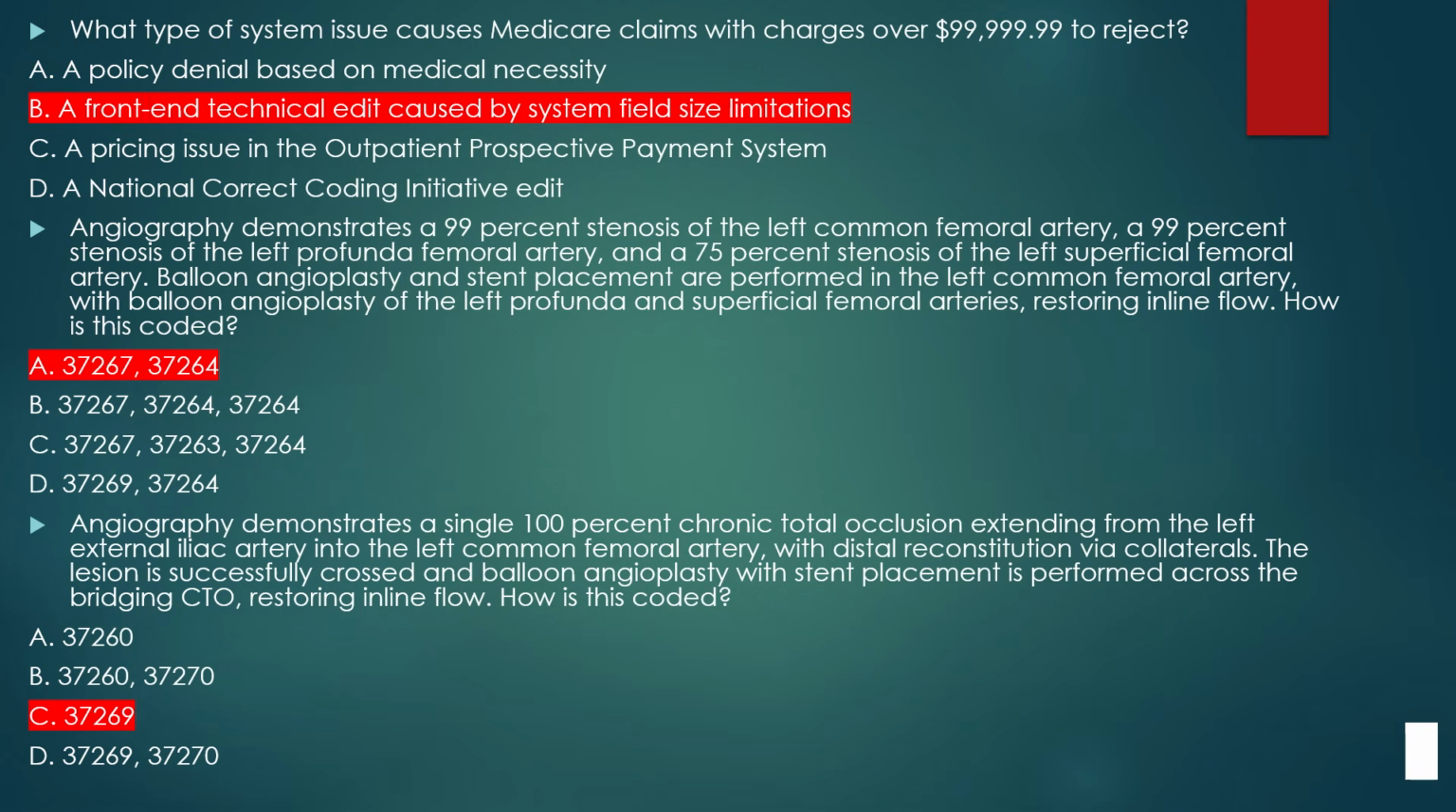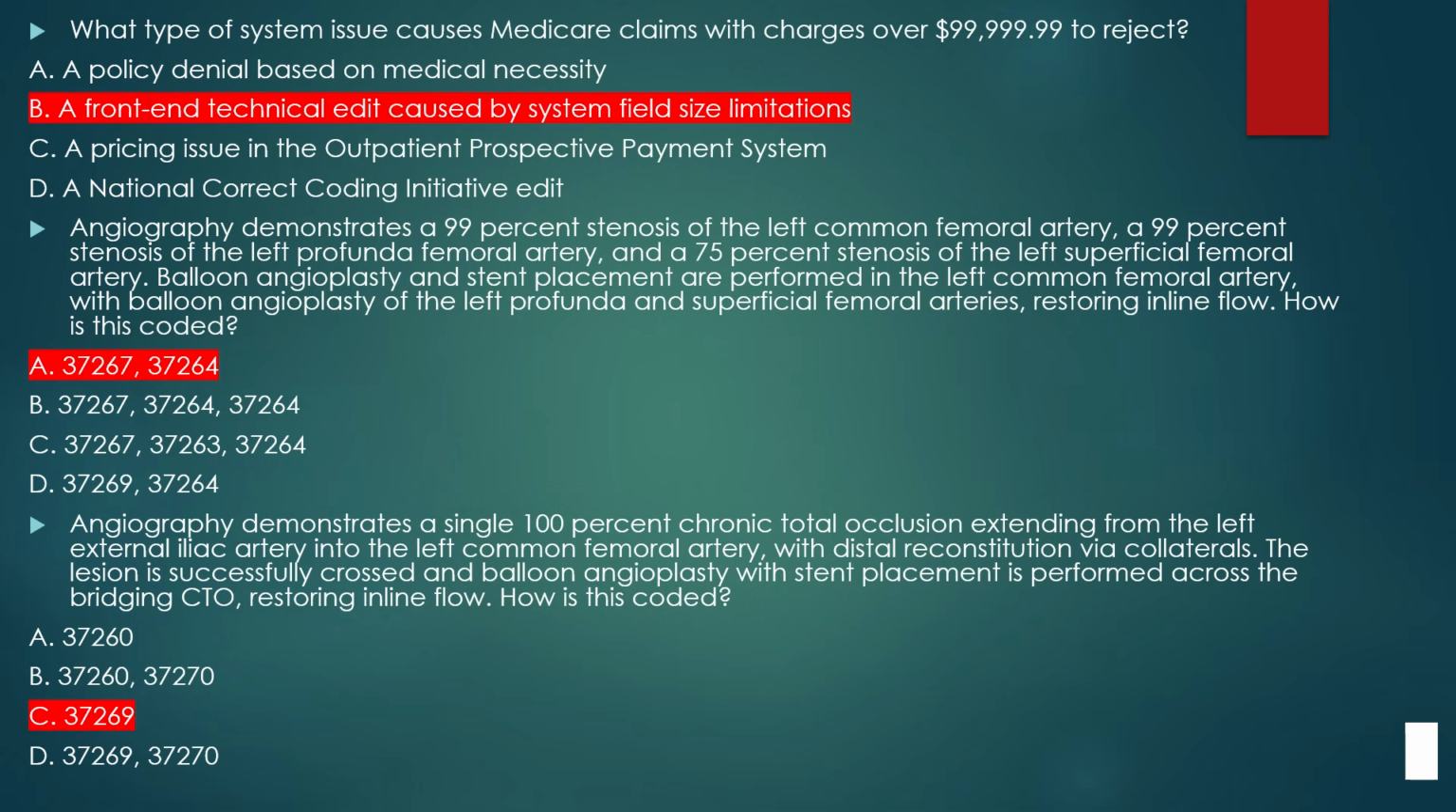Angiography demonstrates a 99% stenosis of the left common femoral artery, a 99% stenosis of the left profunda femoral artery, and a 75% stenosis of the left superficial femoral artery. Balloon angioplasty and stent placement are performed in the left common femoral artery, with balloon angioplasty of the left profunda and superficial femoral arteries, restoring inline flow.